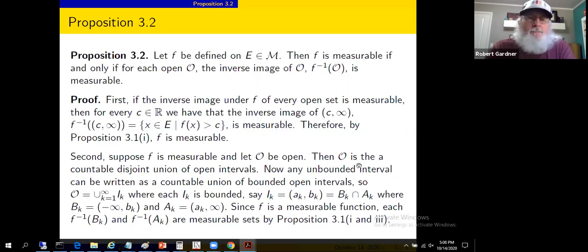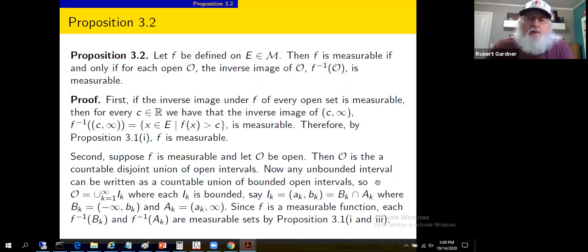So let's take set O. It is a countable disjoint union of open intervals. The disjointness doesn't particularly concern us, but you know open sets are countable disjoint unions of open intervals. I'm going to deal with this in terms of bounded intervals. Any unbounded interval can be written as a countable union of bounded open intervals. Any unbounded open interval can be written as a countable union of bounded open intervals. So I need the word open somewhere in here.